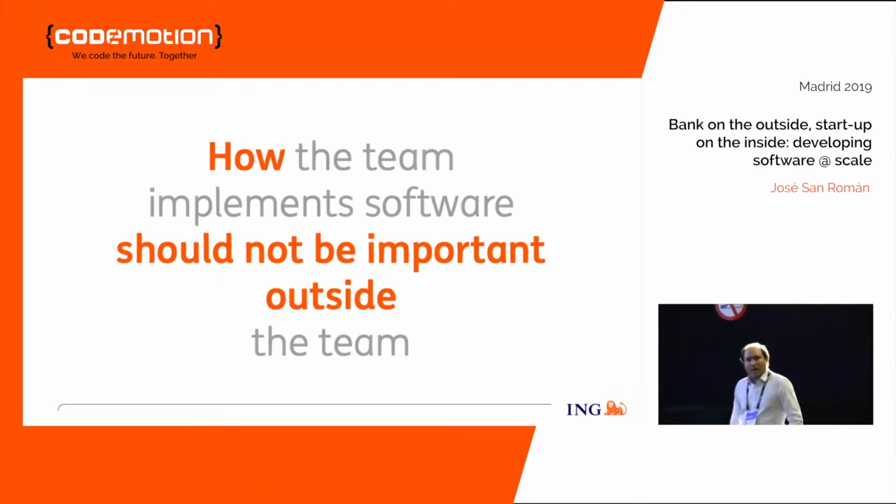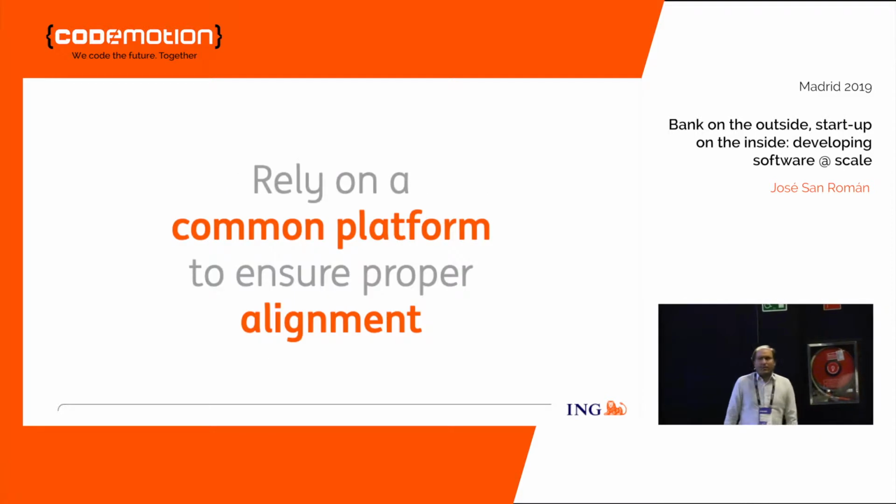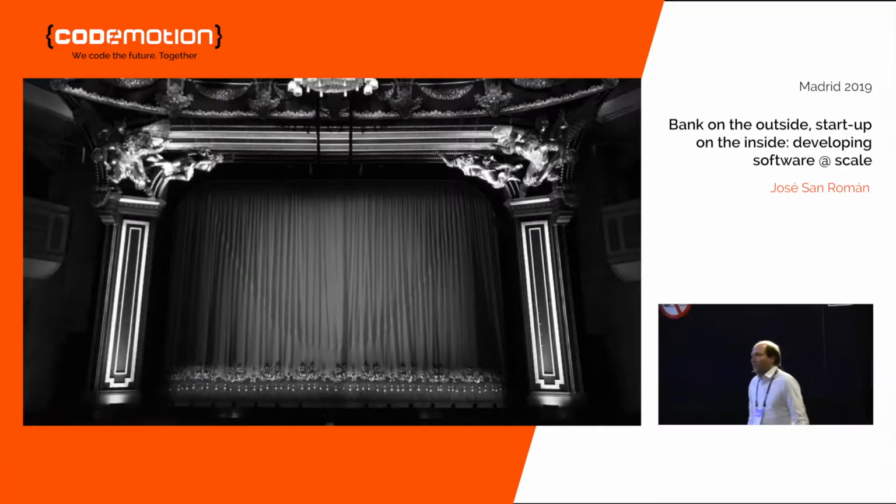The second one, how you implement that piece should not be important from the outside. So the teams can have a little bit of autonomy to decide how to implement that piece internally. And the third, in order to ensure that you align all those teams creating that product, you should rely on a platform to ensure the proper alignment. So it is not fully freedom to do things. You have a blueprint of things you can consume relying on that platform.